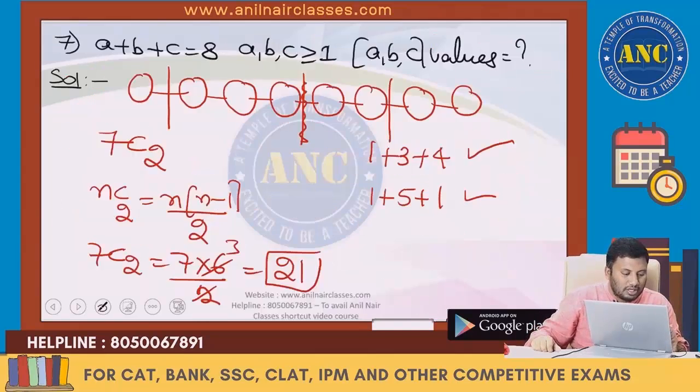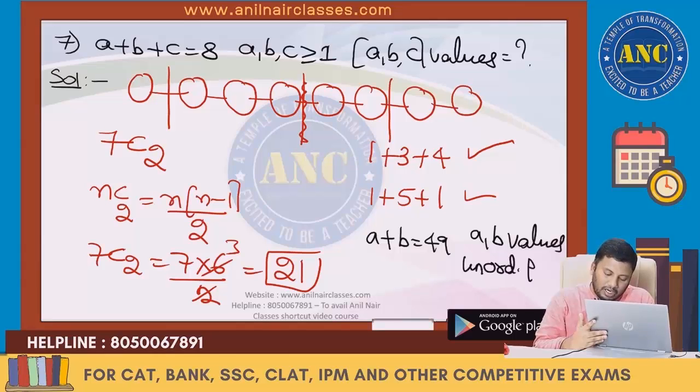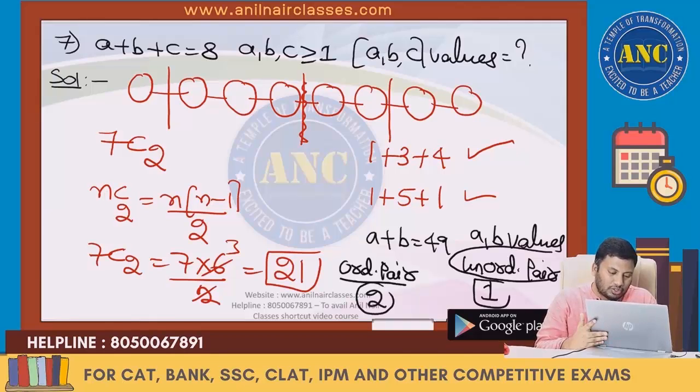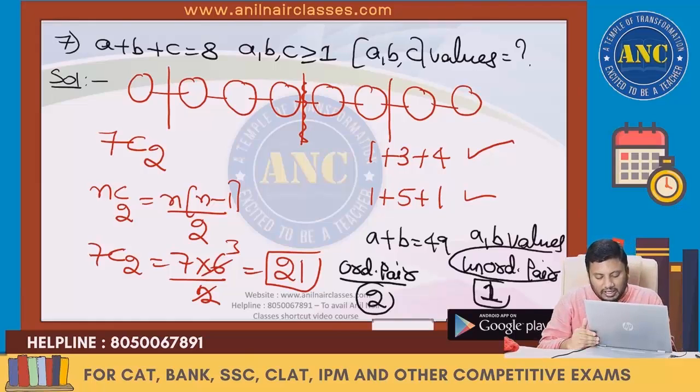In the previous question, A plus B equivalent to 49. Sai, how many values of A and B in an unordered pair? Unordered pair it is 1. Ordered pair it is 2. The question is in unordered pair. Like you rightly said, if it is an ordered pair, the reverse is also possible, so the answer is 2. If it is an unordered pair, it is 1. If it is an ordered pair, it is 2.